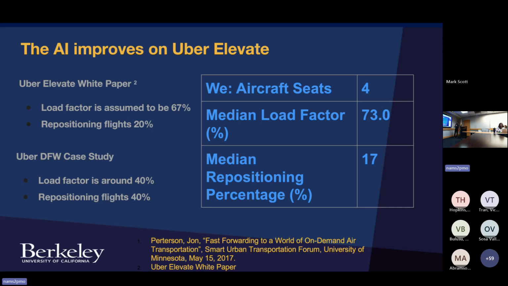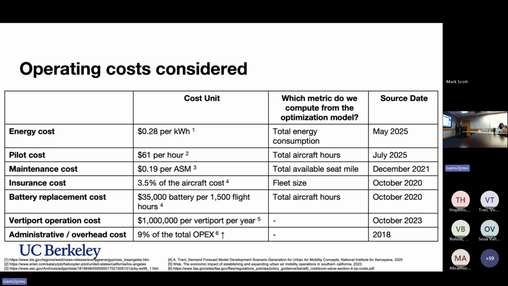The AI does improve on Uber Elevate, so that's a good thing. The Uber Elevate study was quite a few years ago, so all this stuff has actually been worth it. We're almost 10 years later. We get a better load factor than Uber got in what it studied. They did DFW, and our repositioning flights are also quite smaller. The deadheading percentages are also significantly smaller when we do all this optimization.